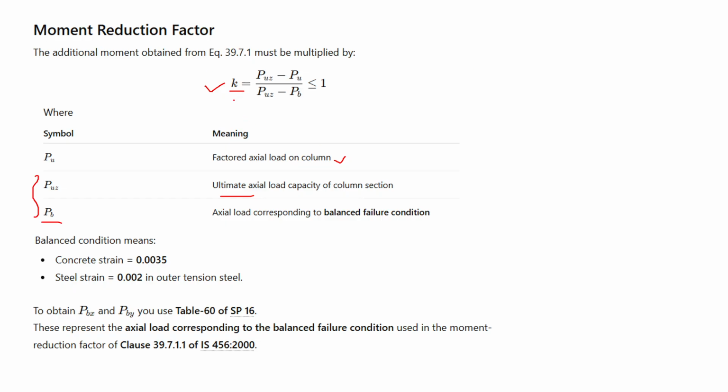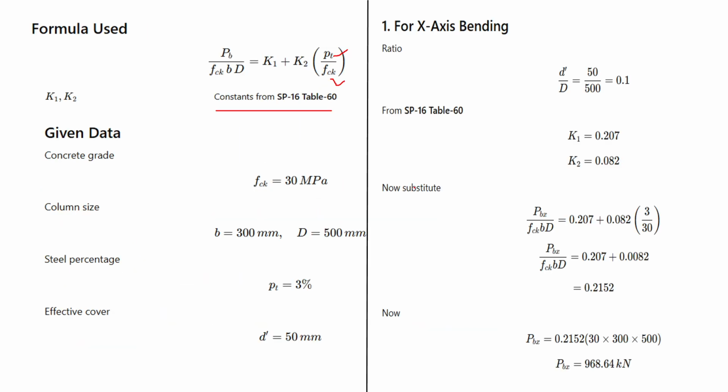So K's value you have to find using PUZ. What is the formula for PUZ? It is also given in the code. The formula is already seen in the code, SP-16, table number 16. So here this is what? PBX and PBY. For PBX, you just find out the K1 value and K2 value using the code.